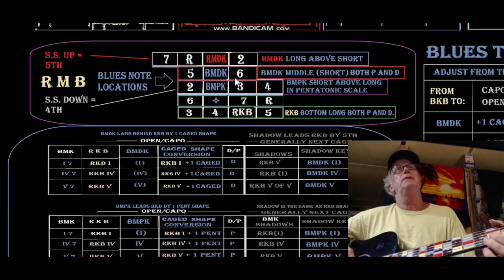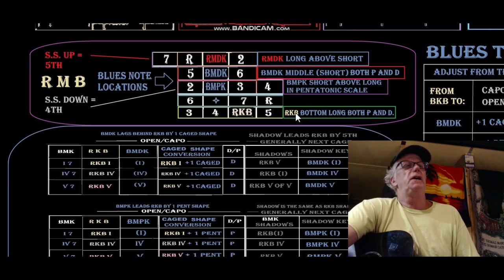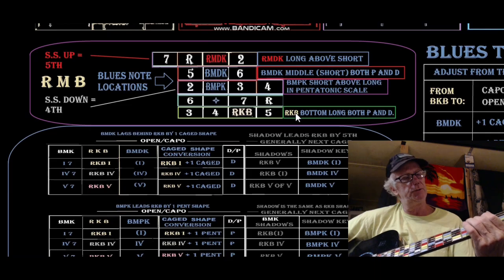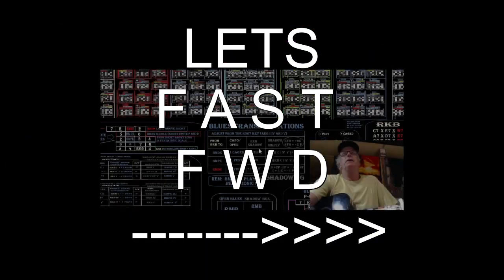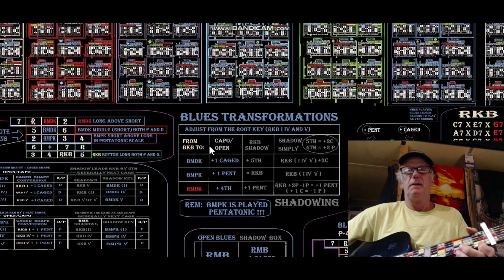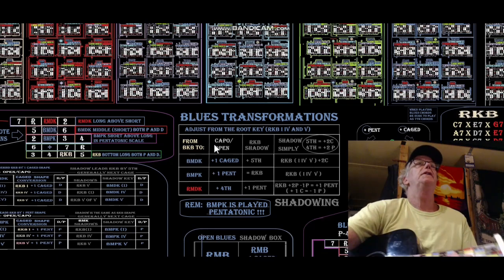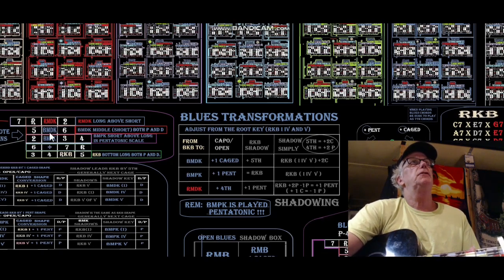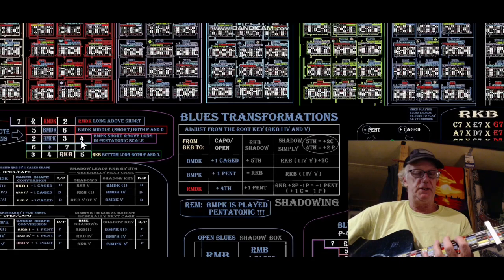Here's our G7, right? Let's first find in the root key, it's going to be between 5, 6. So G is 6, 7, root 2, 3, 4, 5, 6. It's going to be on the 3rd string from the bottom. I'm going to be doing the G shape. In the pentatonic key, we can just shadow that G shape. According to this chart, the pentatonic, being the 4th of the BMDK, is going to be on the D string shape. So pentatonically, we've got the G string shape.